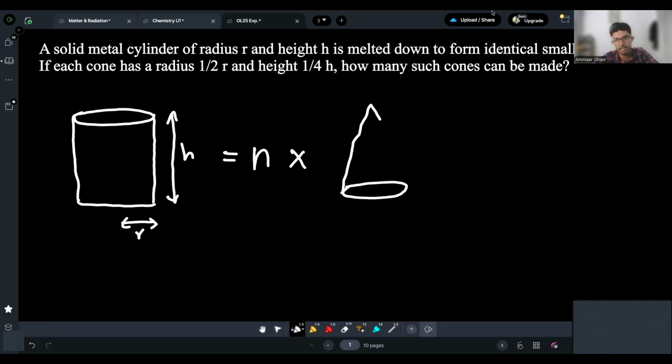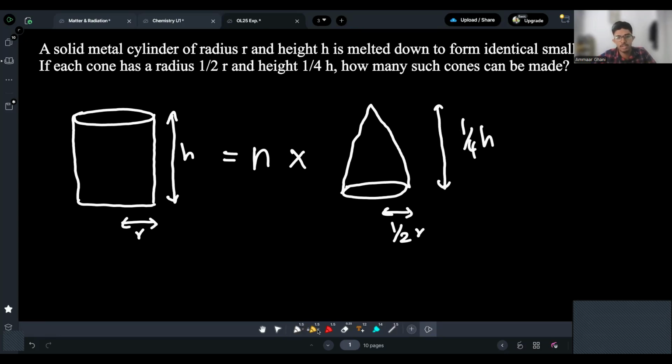That means n means any number like 1, 2, 3. So they're making cones. The cone's radius is half r, that means half of the radius of the cylinder is the cone's radius, and the cone's height is 1/4 h, which means 1/4 times the height of the cylinder. So this is the logic we have to get. We melt down a complete metal cylinder and get some number of cones with these specific dimensions.